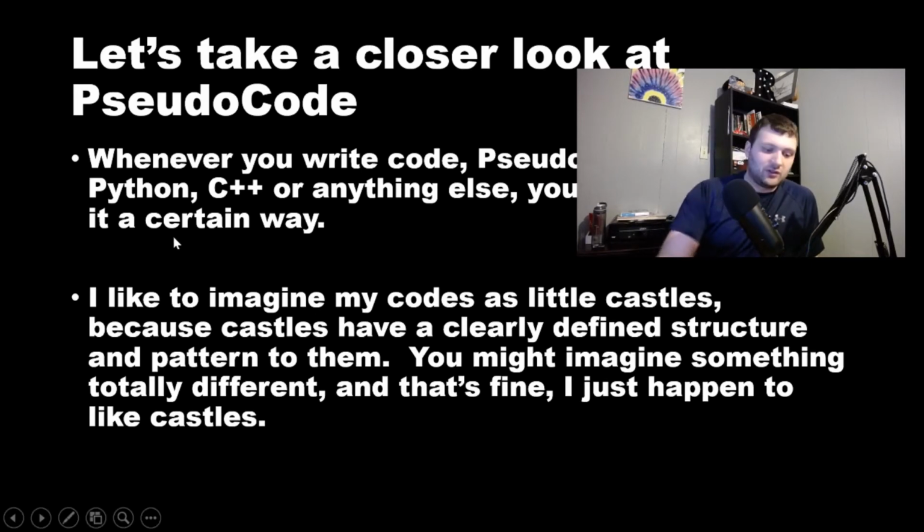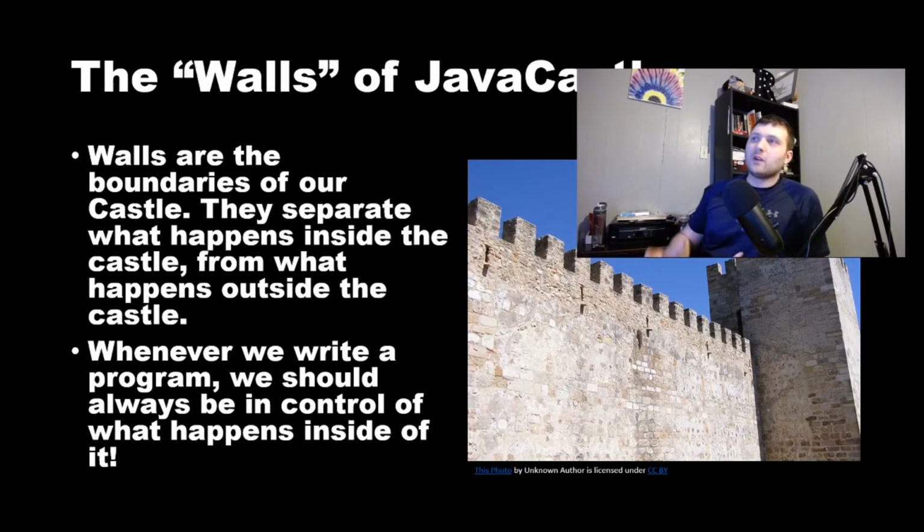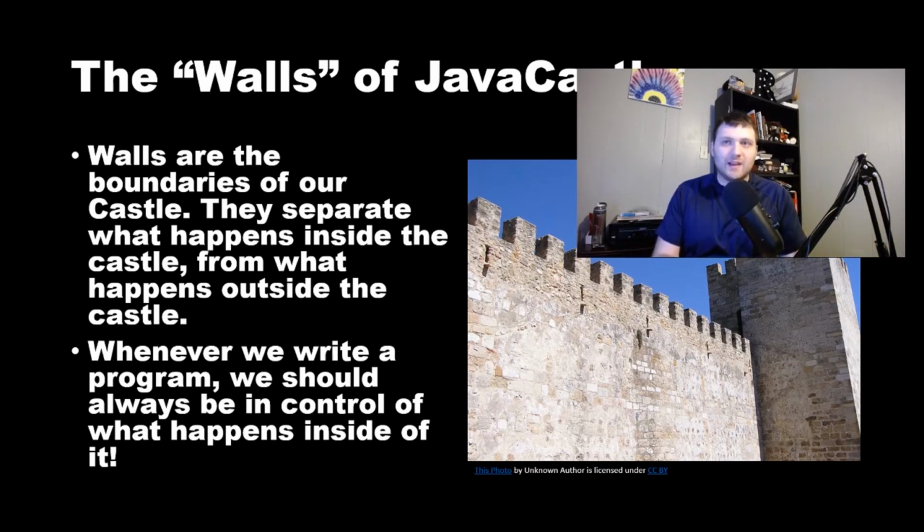Okay, so we're going to dive into our next slide here. So what are the walls of our Java castle? Walls are the boundaries of our castle. They separate what happens inside the castle from what happens outside the castle. So inside our Java code, we have to create walls. That way we know what is inside our castle and what is outside and what doesn't matter to us anymore. Whenever we're writing a program, we should always be in control of what happens inside of our program, 100% of the time. So we have to create walls. We have to create a way for data to enter and data to exit our program effectively.